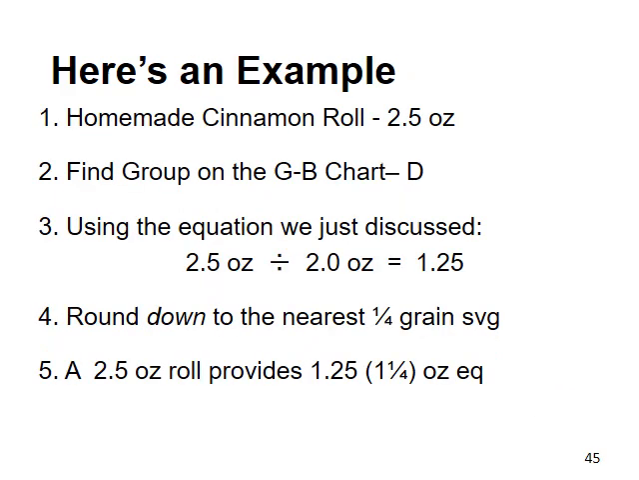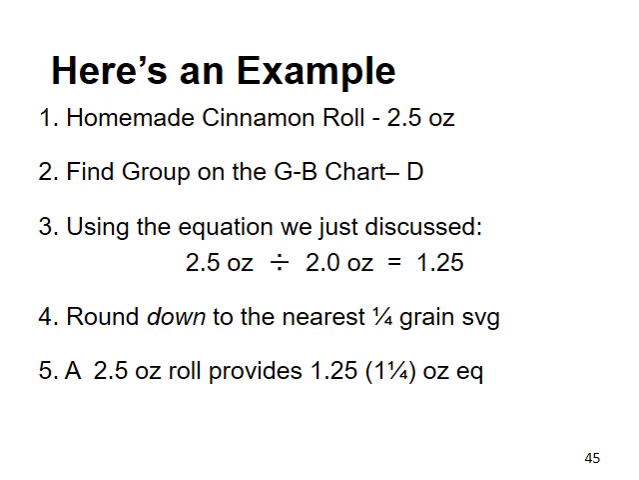Let's go through an example of a homemade cinnamon roll that weighs 2.5 ounces. So we want to determine how that credits towards meal pattern. So what group are cinnamon rolls in? The chart shows a sweet roll, unfrosted, in Group D, and a sweet roll, frosted, in Group E. So we weighed our roll before we frosted it. So the correct group is D. And a 2 ounce portion size credits as 1 grain serving or ounce equivalent in Group D.